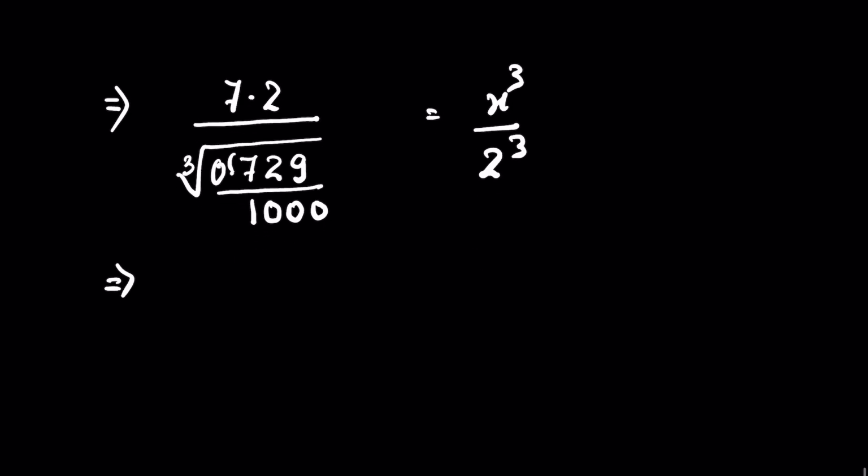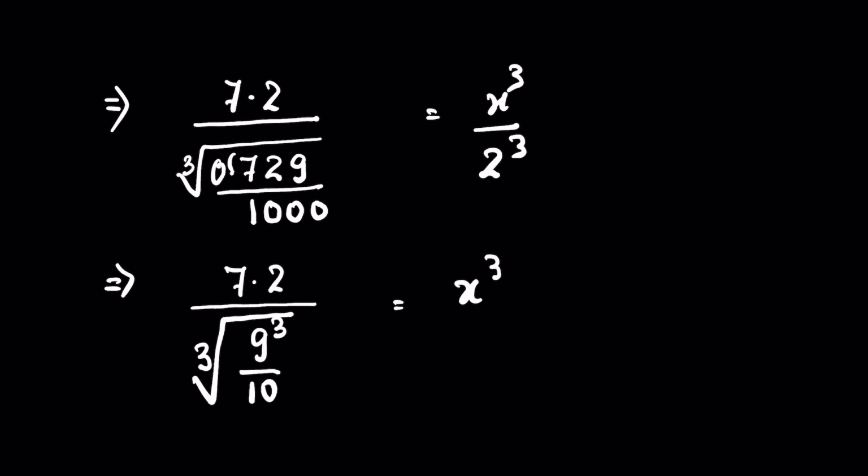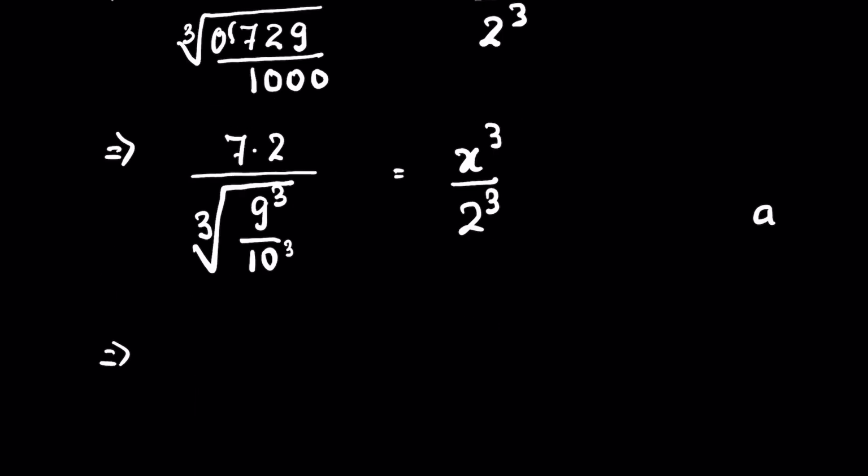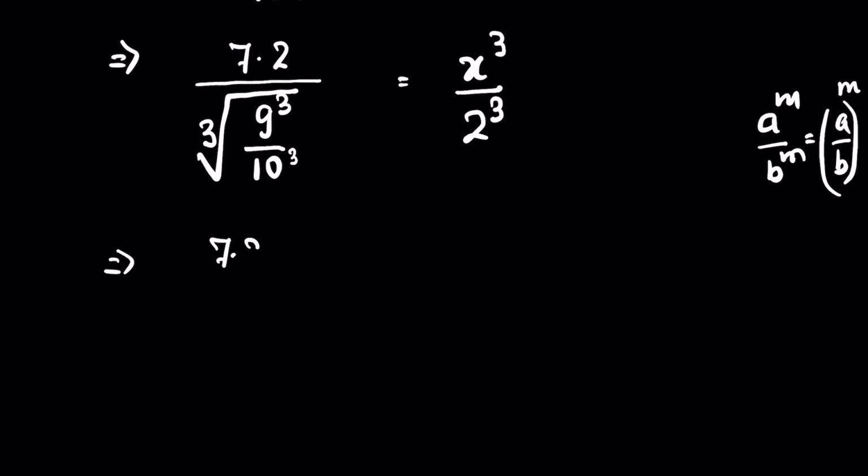Now 729 we can write as 9 raised to the power 3 and 1000 as 10 raised to the power 3 under cube root, is equal to x raised to the power 3 upon 2 raised to the power 3. Again, when a raised to the power m upon b raised to the power m, then we can write it as a upon b whole raised to the power m. So this we can write as 7.2 upon 9 upon 10 whole raised to the power 3 under cube root. Now we can remove this cube root with this cube.